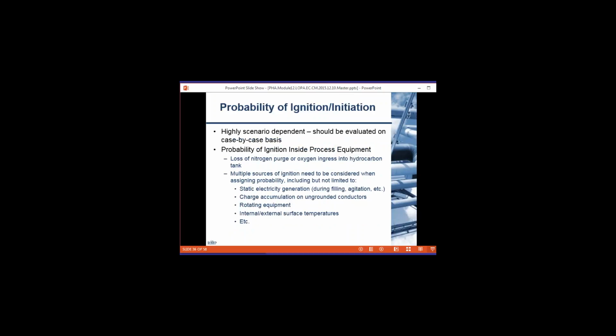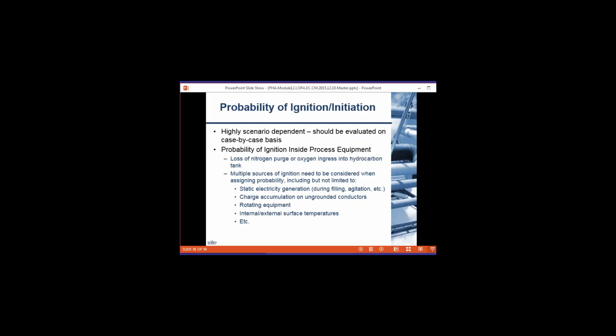Probability of ignition or initiation. This is highly scenario dependent. It should be evaluated on a case-by-case basis. You really want to make sure you have expertise in the room who, as I said earlier, understand the chemical, understand the process, understand the equipment, understand the topography. All of these things can lead to whether or not you can build up an ignitable atmosphere or an explosive atmosphere, which we'll get to in a moment.